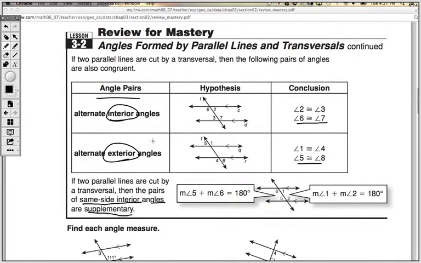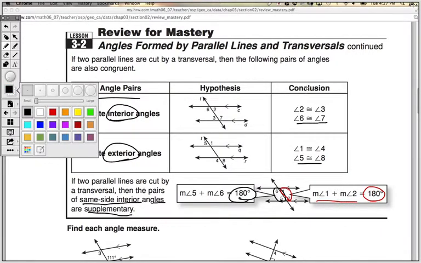It's not necessarily in this table up here, but look at this. That means that these 2 over here are going to add up to 180, and these 2 on the other side are also going to add up to 180. Oh, so sometimes it's congruent and sometimes it's not.